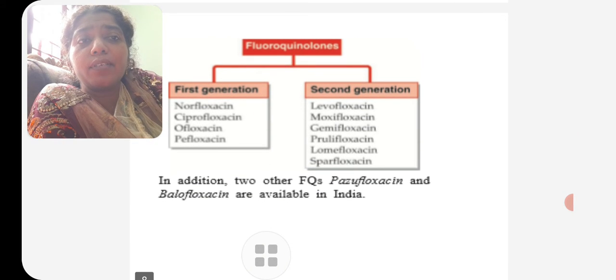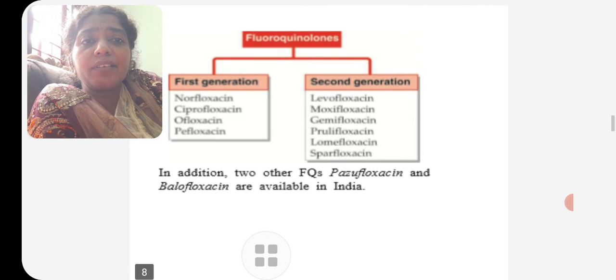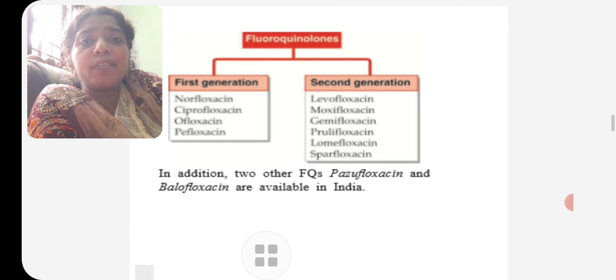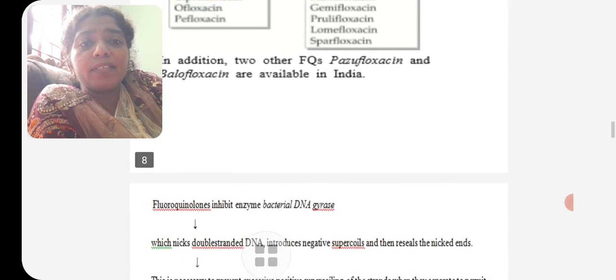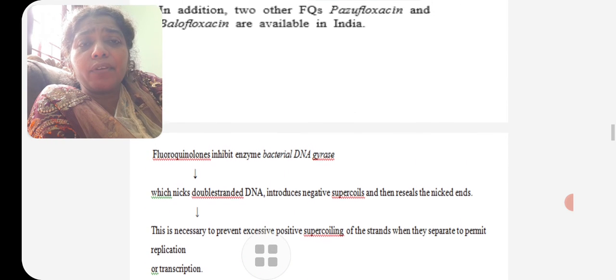The fluoroquinolones we can classify as first generation drugs and second generation drugs. The first generation drugs are norfloxacin, ciprofloxacin, ofloxacin and pefloxacin, whereas the second generation drugs are levofloxacin, moxifloxacin, gemifloxacin, prulifloxacin, lomefloxacin and sparfloxacin. Now coming to the mechanism of action of fluoroquinolones.